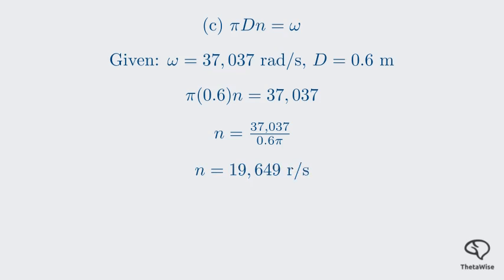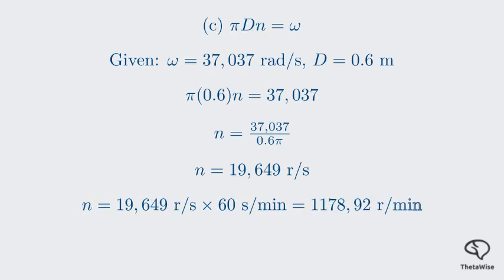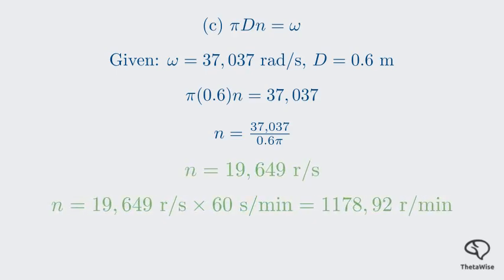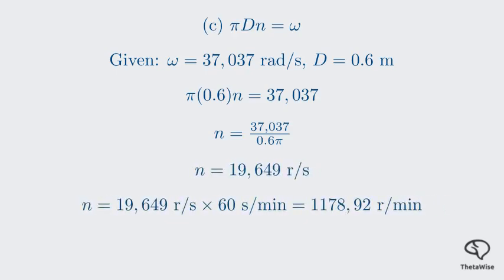The problem also asks for the frequency in revolutions per minute, or rpm. To convert from rev/s to rpm, we multiply by 60 since there are 60 seconds in a minute. So 19.649 times 60 gives us 1178.92 revolutions per minute. So we have successfully converted the angular velocity into rotational frequency in two different units.